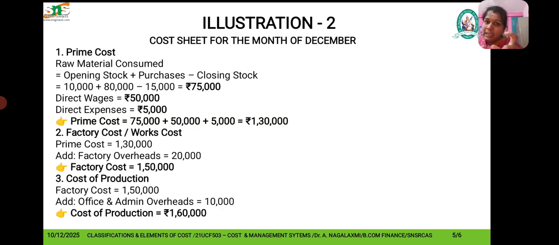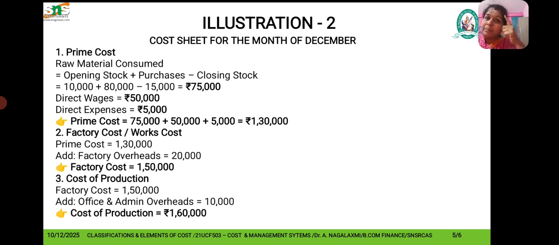So raw materials consumed is the other term for direct material. So here direct material is 75,000 plus direct wages 50,000 plus direct expenses 5,000. So we get 1,30,000 rupees as prime cost. So we ascertained that. Now we are supposed to prepare factory cost.